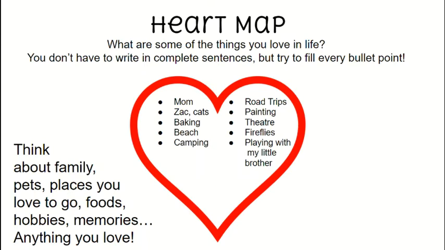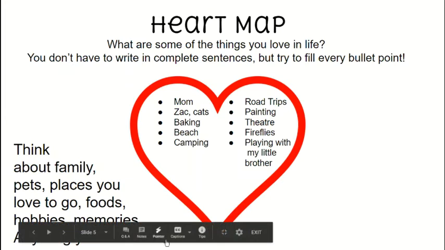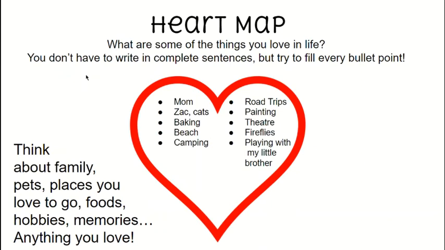You don't have to write these in complete sentences, but do try to fill every bullet point. You're going to want to have as many ideas as possible. I left a note over here that says think about families, pets, friends, places you love to go, foods, hobbies. A hobby is just something that you like to do, memories, anything that you love.